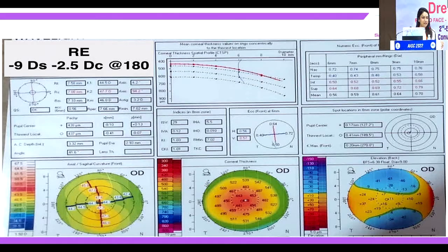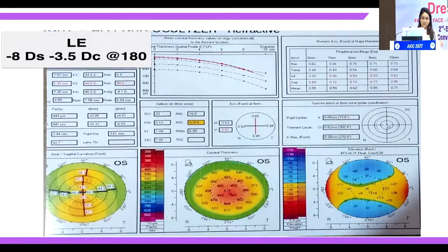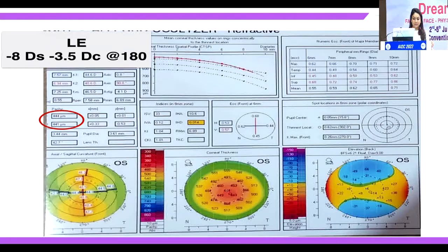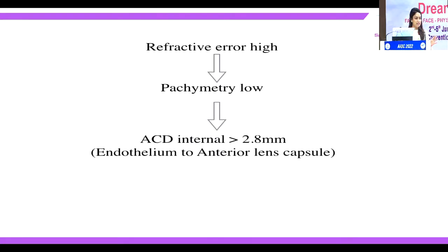Young female, 24-year-old, quite motivated because she wanted to go for further studies abroad. So she came to me for a refractive opinion. Refractive error very high, as you can see, -9 with -2.5 cylinder in the right eye, with pachymetry of just 438, with good anterior chamber depth, likewise in the left eye. So straightforward: refractive error is high, pachymetry is low, good internal anterior chamber depth.